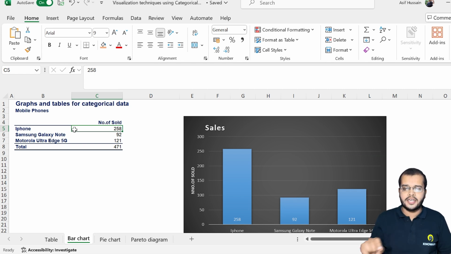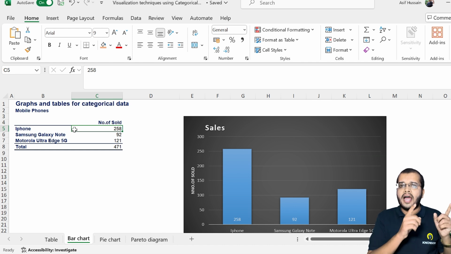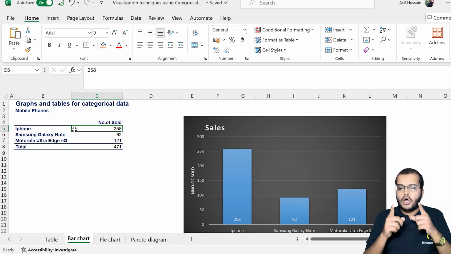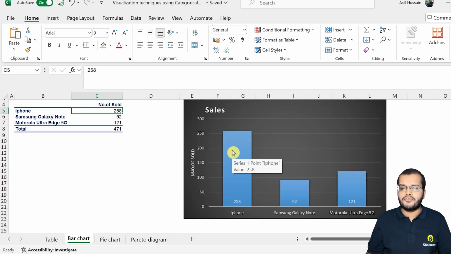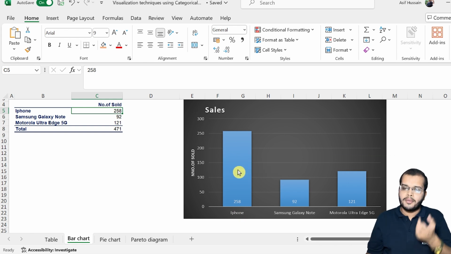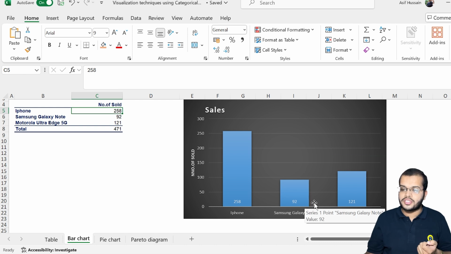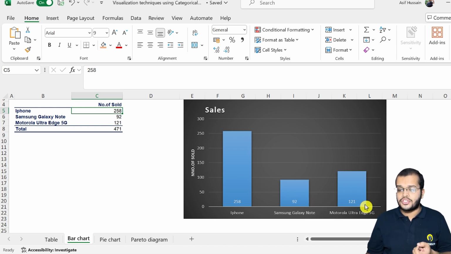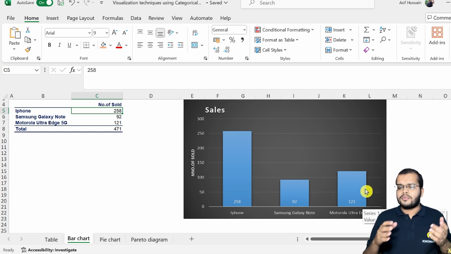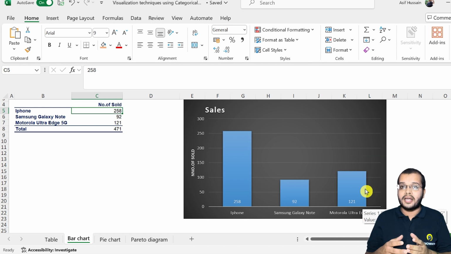What I have done here is convert the data into a column chart. Just by looking at this column chart, if you carefully observe, we have iPhones, which are in demand, with 258 sales, Samsung Galaxy Note with 92 sales, and Motorola Ultra Edge 5G with 121 sales. Because the Motorola Ultra Edge 5G is a bit cheaper, with an Indian-friendly type of price compared to the Samsung Galaxy Note, customers might have purchased it a lot more compared to the Samsung Galaxy Note.